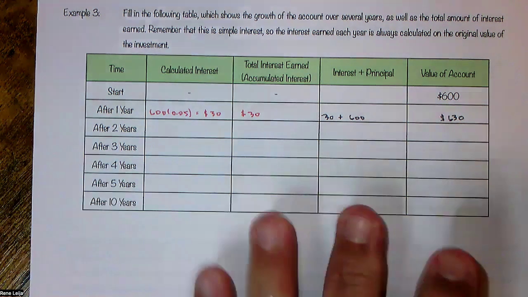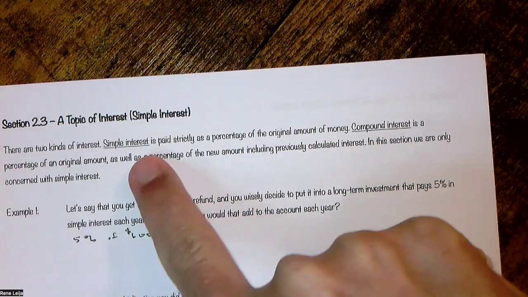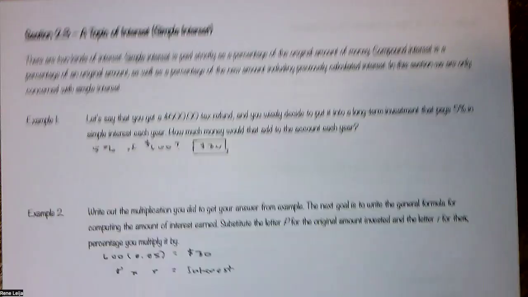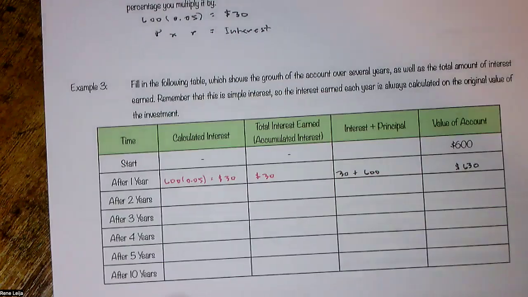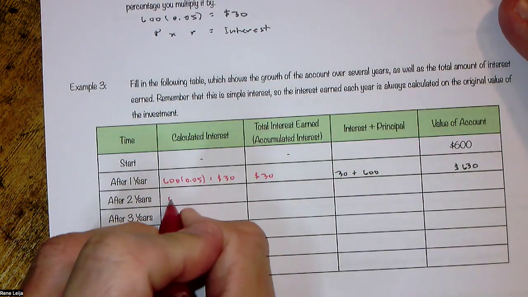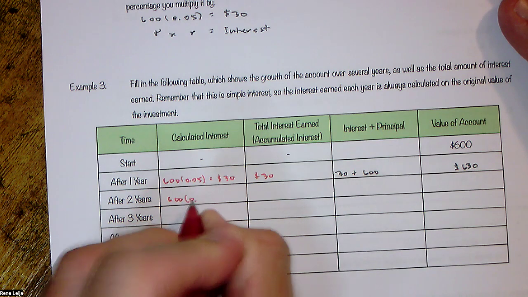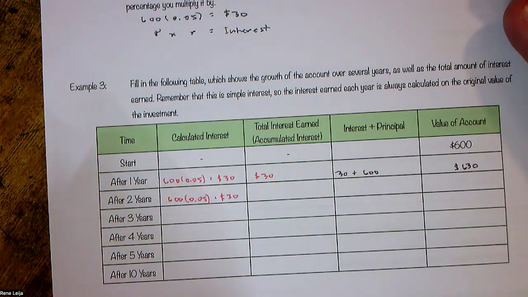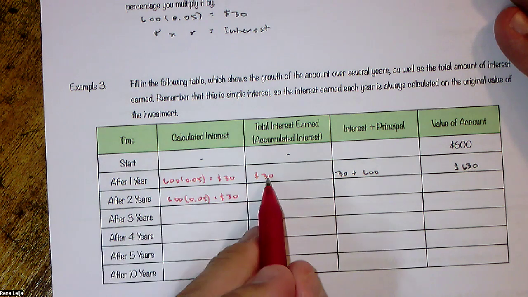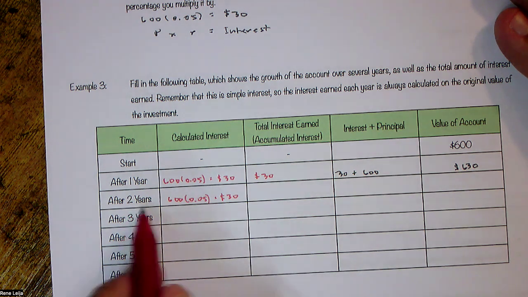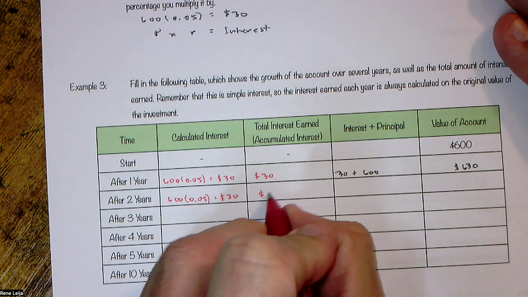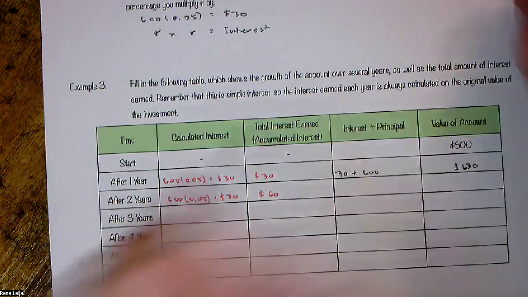Okay. Now, after year two, well, I'm going to calculate the interest. Now, remember, simple interest, I'm going to be reminding you about this. Simple interest is paid strictly as a percentage of the original amount of money. Our original amount of money is the $600. So that means this is going to be 600 times 0.05, which we already know is going to be $30. So now, after year one, we earn $30. So here's that amount that we earned in interest from year one. At year two, we just earned another $30. So that means this is going to become $60.